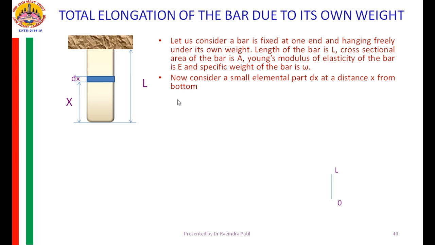And specific weight. What is the specific weight? Weight per unit volume is the specific weight. Specific weight of that particular material of the bar is omega. Now I want to calculate the deformation of a small part of this bar, and afterwards I can integrate it to get the deformation of the whole bar.